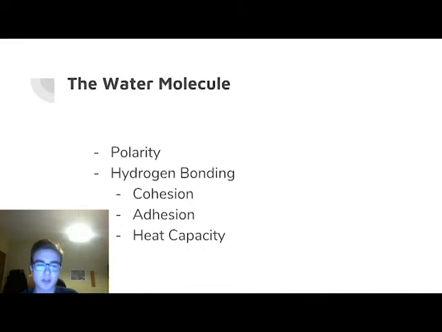A property that is derived from the polarity of the water molecule is hydrogen bonding. Because of their partial positive and negative charges, polar molecules such as water can attract each other even though they are neutral. The attraction between a hydrogen atom with a partial positive charge and another atom with a partial negative charge is known as a hydrogen bond. The most common partially negative atoms involved in hydrogen bonding are oxygen, nitrogen, and fluorine.